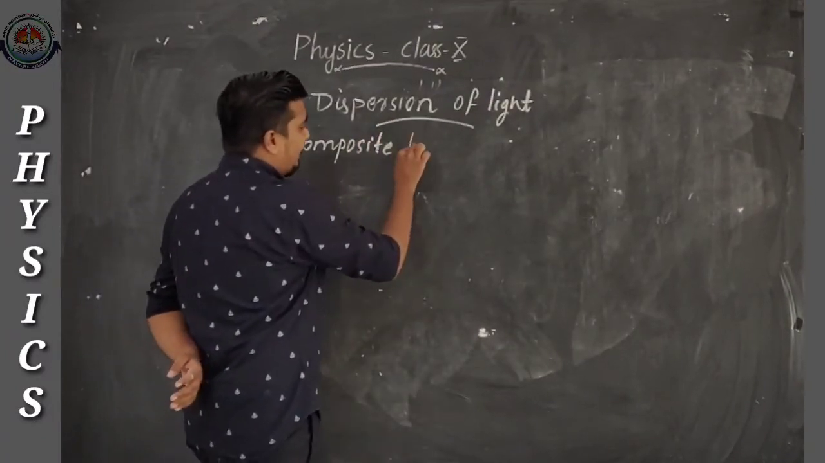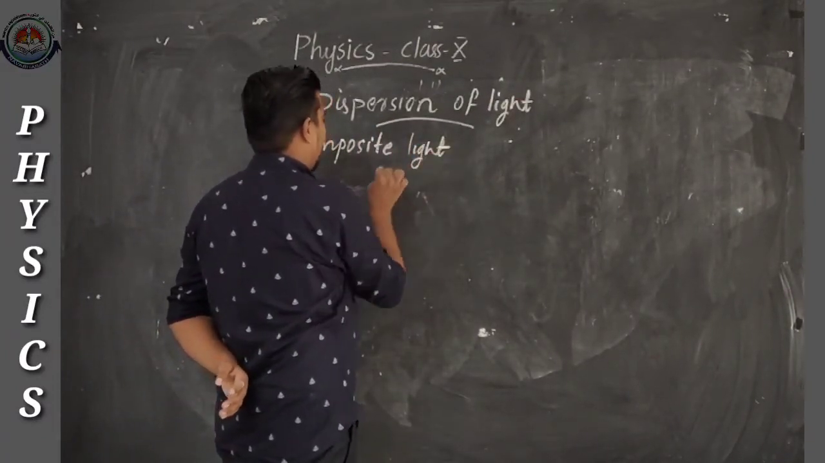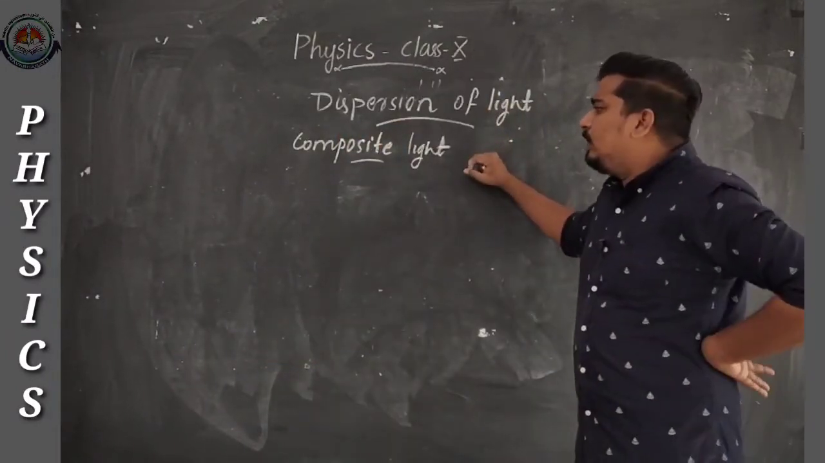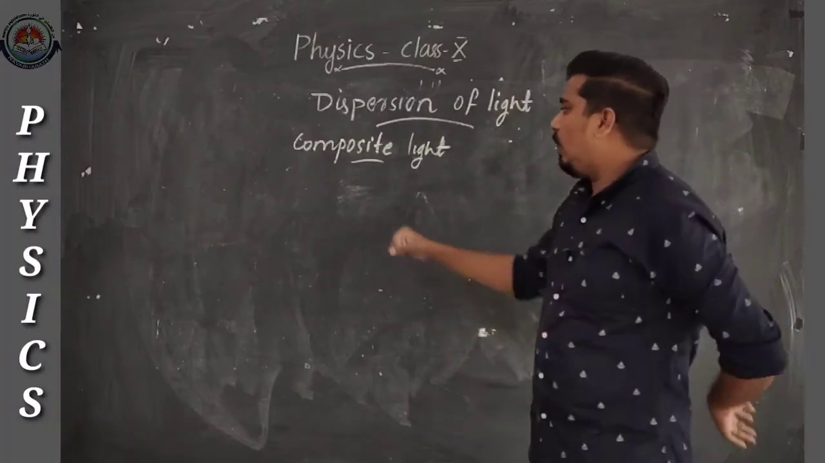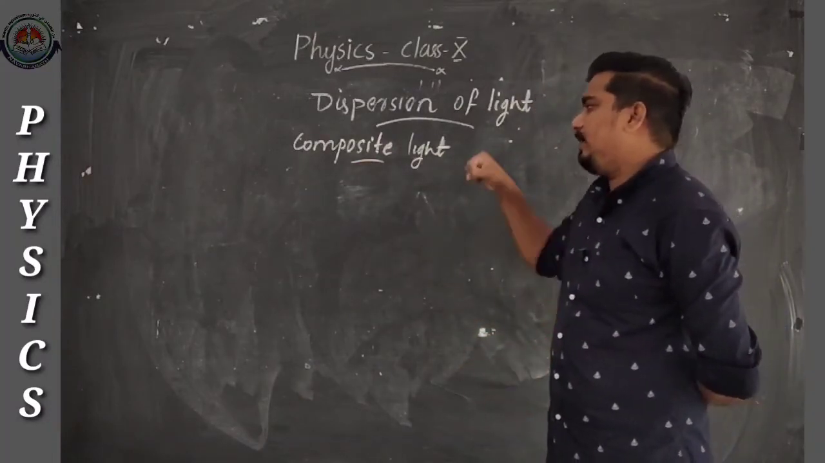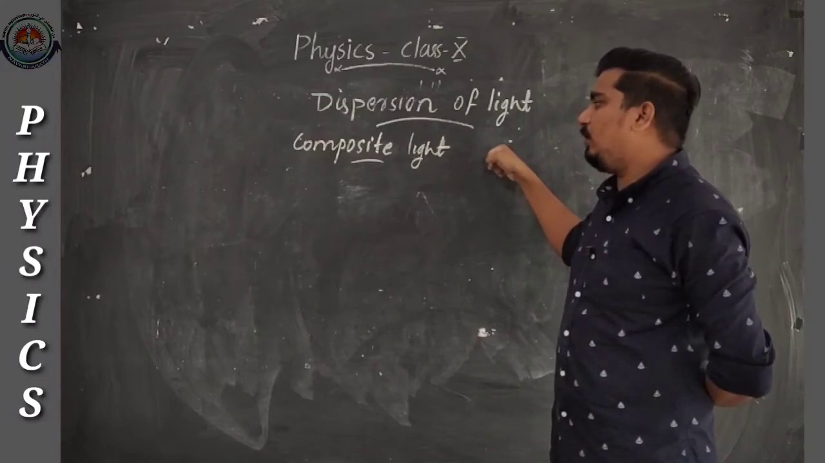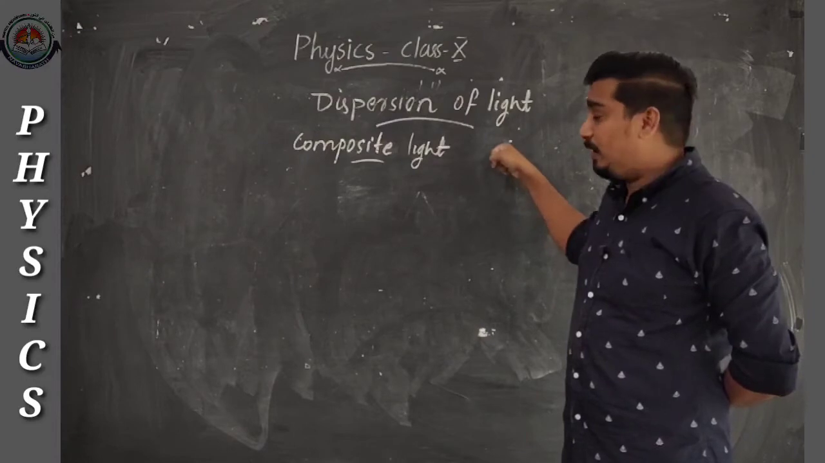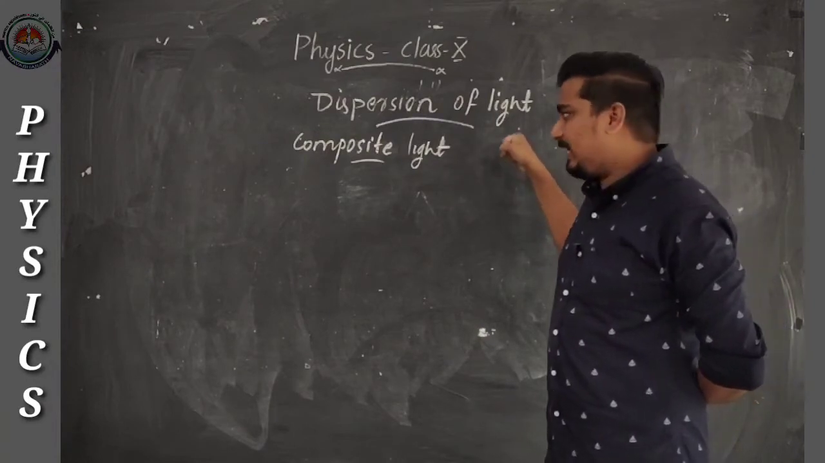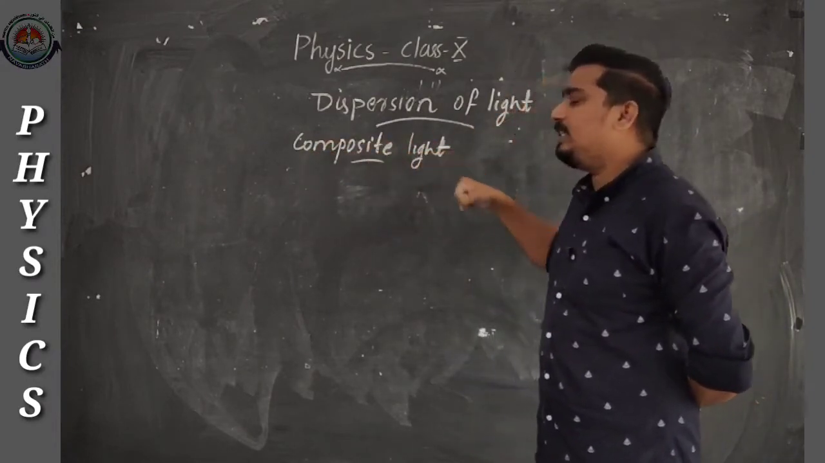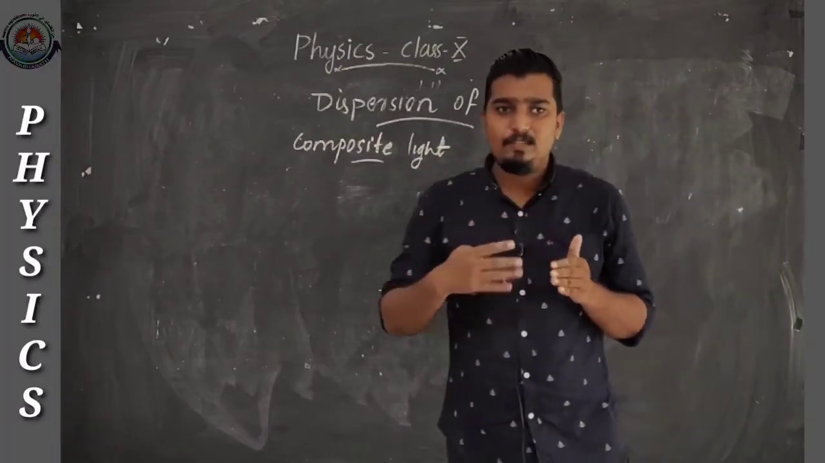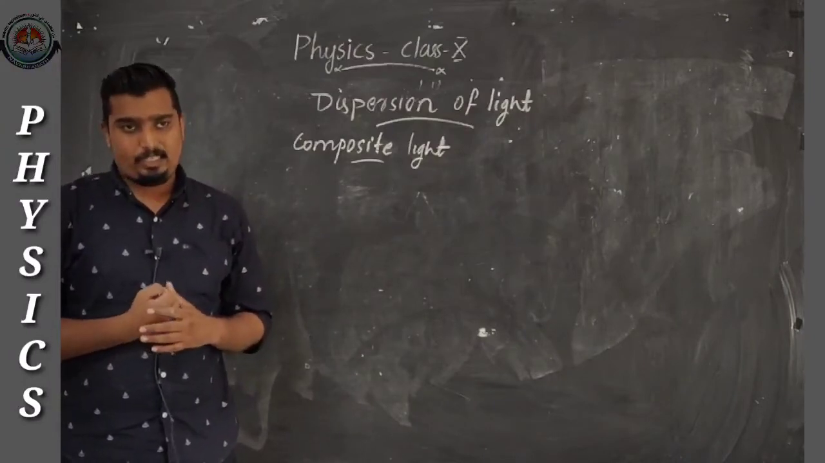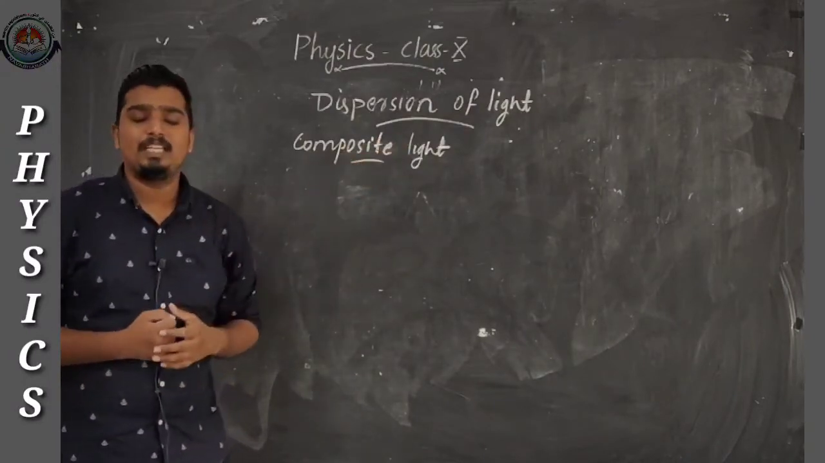Composite light. What is composite light? Listen. Composite light is any light that is composed of more than one color of light. That type of light is called composite light. That is, a light that is composed of more than one color of light is called composite light.